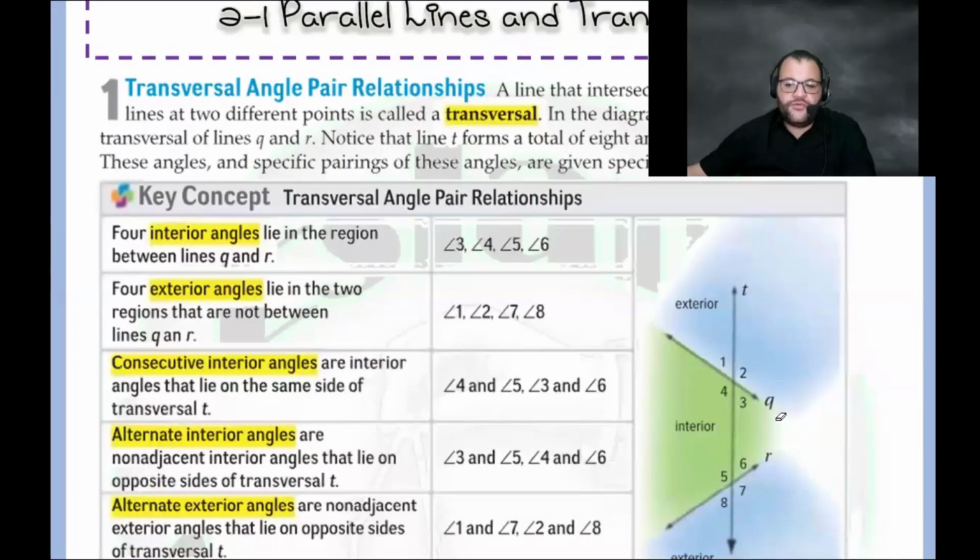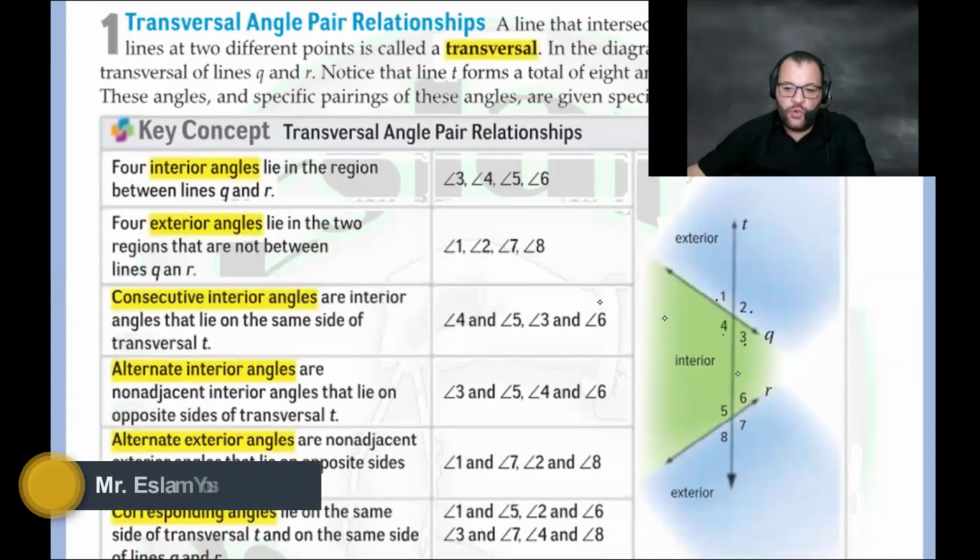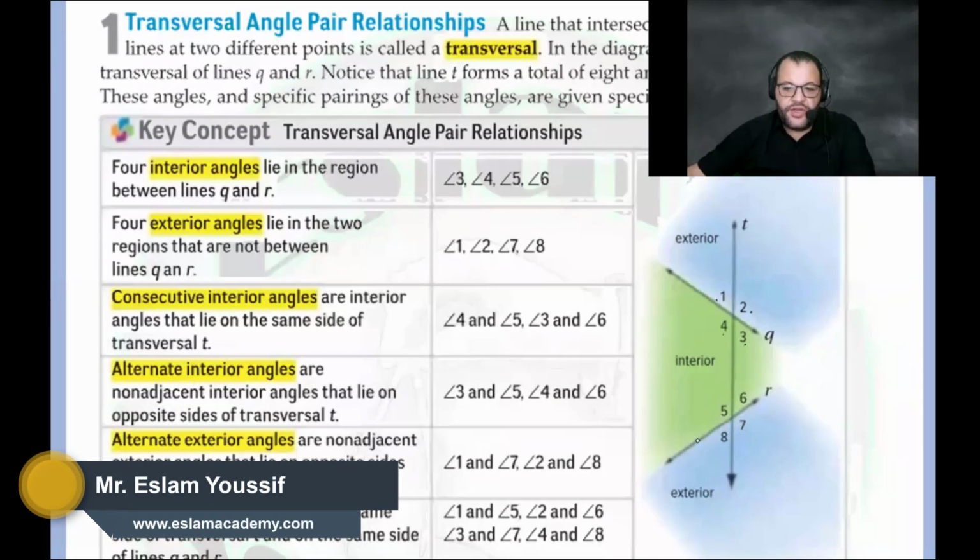Okay. So now we have two lines and there is one transversal. Because of the intersection of the two lines and one transversal, we have 8 angles. Angle number 1, 2, 3, 4, 5, 6, 7, 8. That is the 8 angles that we have.